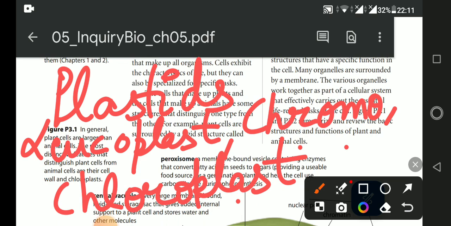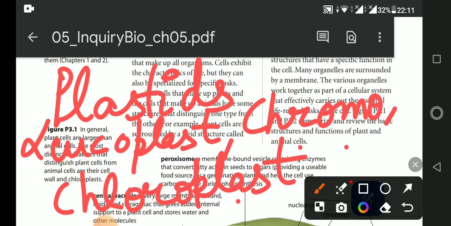One is cell wall difference. Plants have cell wall, animals are without cell wall. Second, plastids. They are present in plants but absent in animals. Then another difference is plant cells are larger in size and animal cells are smaller in size.